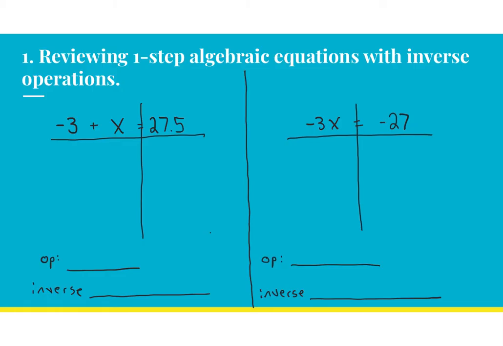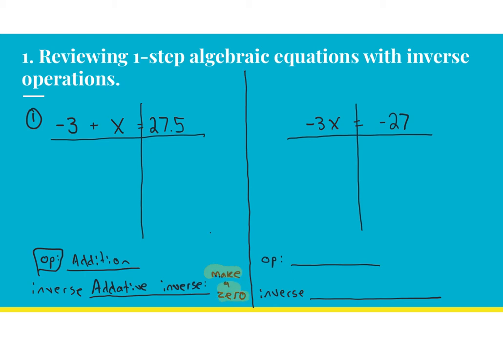We've been working a lot with talking about our operations and our inverses, but I just wanted to do one more review of these one-step algebraic equations with our inverse operations. In this first example, we're going to look at negative 3 plus x equals 27.5. The operation is addition, which means we will be working with our additive inverse, and the goal of that additive inverse is to make a zero.